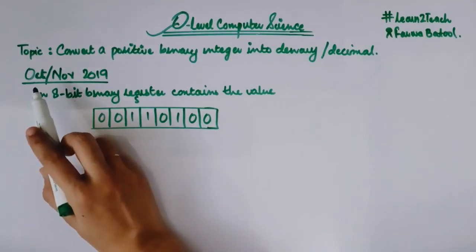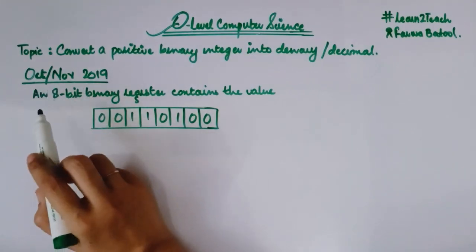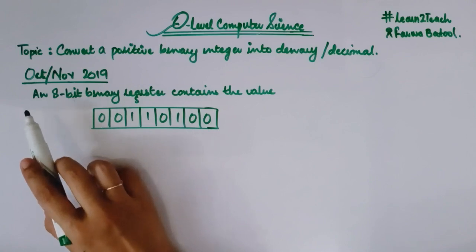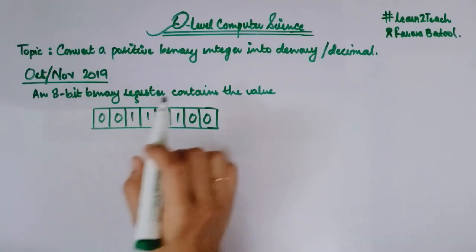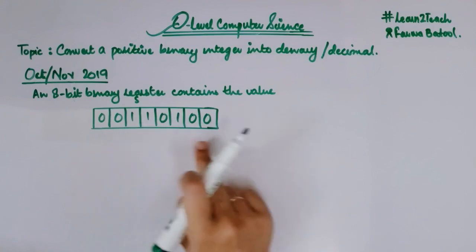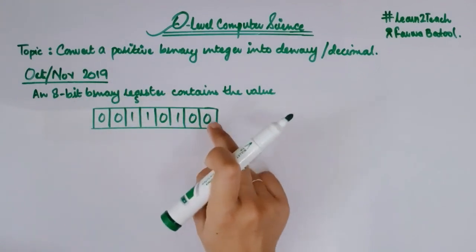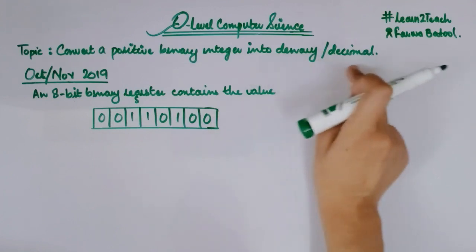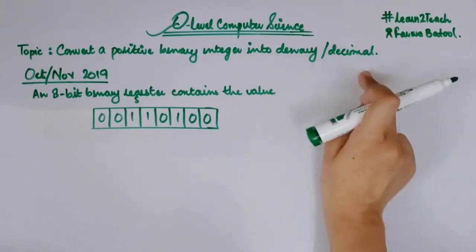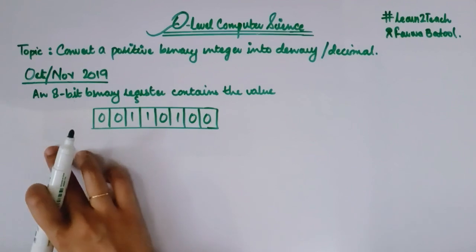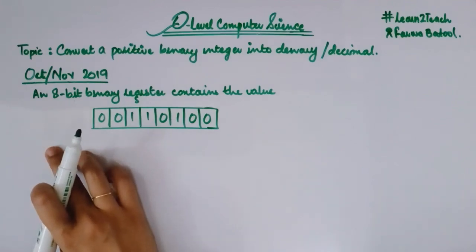This is the question of the October-November 2019 paper, right? Okay, the question is: an 8-bit binary integer contains this value, 00110100, and you need to find the decimal or denary value for that, right? Okay, so let me convert this value.